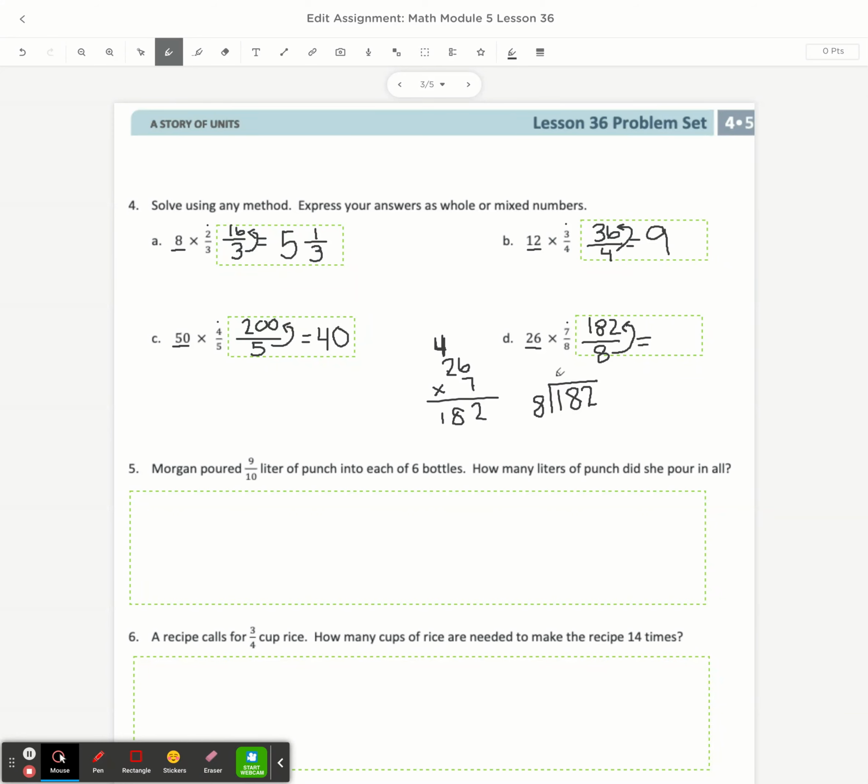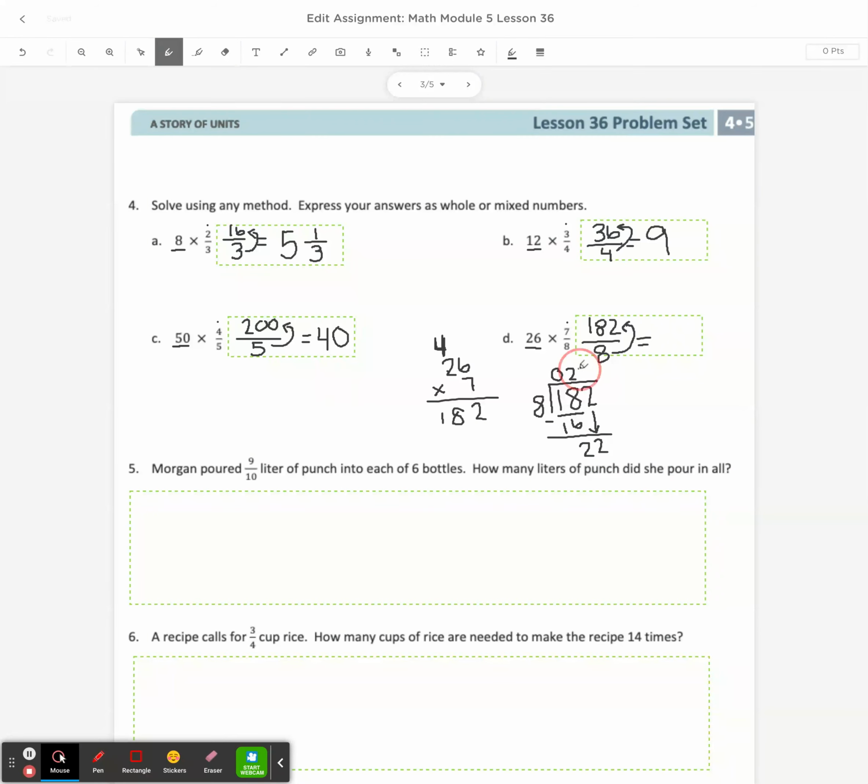8 cannot go into 1, so I'm going to write a 0 and move over to the next digit. So 8 into 18. Well, I know that 8 can go into 18 2 times. 8 times 2 is 16, so that's what I have to subtract here. I know it's been a while since we've done long division, so this is good practice. 18 minus 16 is 2, and then I have to bring down my next digit, so I have 22 now.